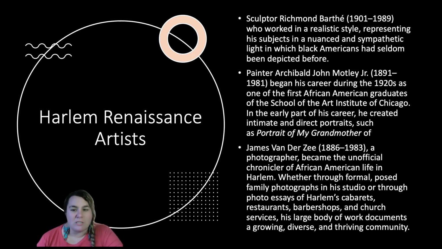In the early part of his career, he created intimate and direct portraits, such as Portrait of My Grandmother. James Van Der Zee, 1886 to 1983, a photographer, became the unofficial chronicler of African American life in Harlem, whether through formal posed family photographs in his studio or through photo essays of Harlem's cabarets, restaurants, barbershops, and church services. His body of work documents a growing, diverse, and thriving community.